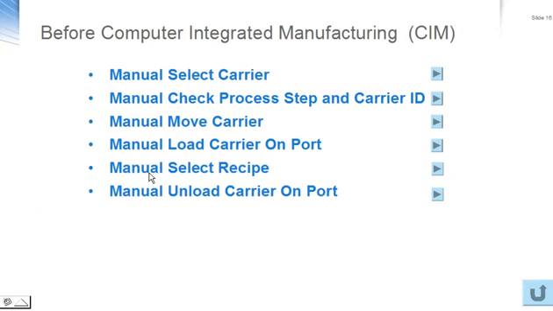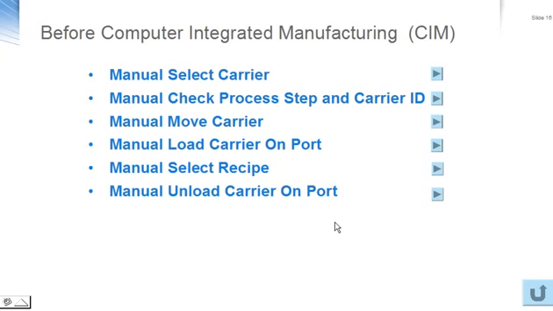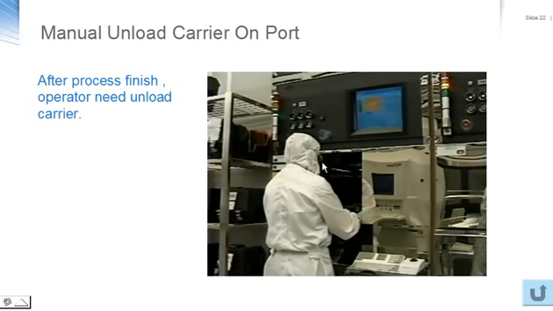And then manually select the recipe. Select the recipe on the equipment screen. You can see the operator sometimes selects the wrong recipe. Okay, you can see these two kinds of equipment, where you just select the recipe on the machine. After the lot process is finished, we manually unload the carrier on the pole. Okay, after the process is finished, the operator unloads the carrier.